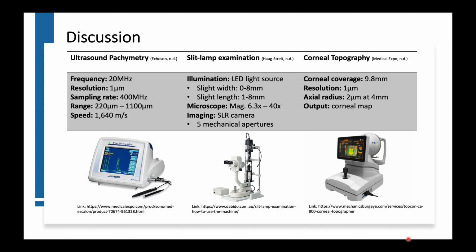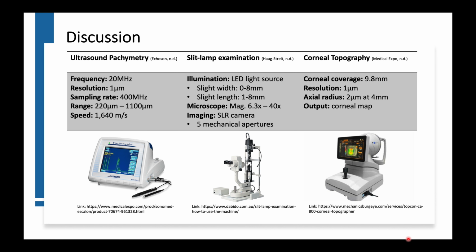Therefore, frequency and resolution are relatively lower at 20 MHz and 1 micron. The number of measurements taken, or sampling rate, is 400 MHz, and it has a large range for the distance of transducer ultrasound waves to the tissue at 220 to 1,100 microns. The speed that the waves penetrate tissue is higher than UBM at 1,640 meters per second.